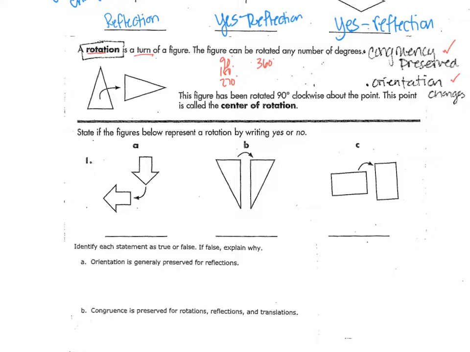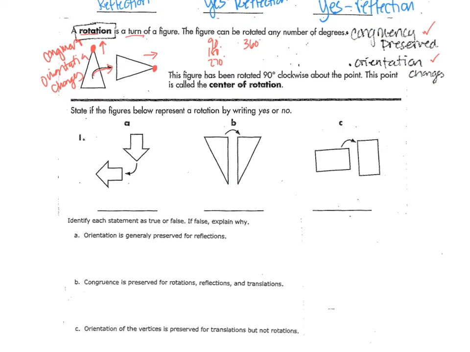So like this little example here, it turns. So it's the same size, it's the same shape, so it's congruent. But our top of the triangle was facing up, and after it changes, now it's facing to the right. So that's what I mean when I say the orientation changes. It's facing a different direction.